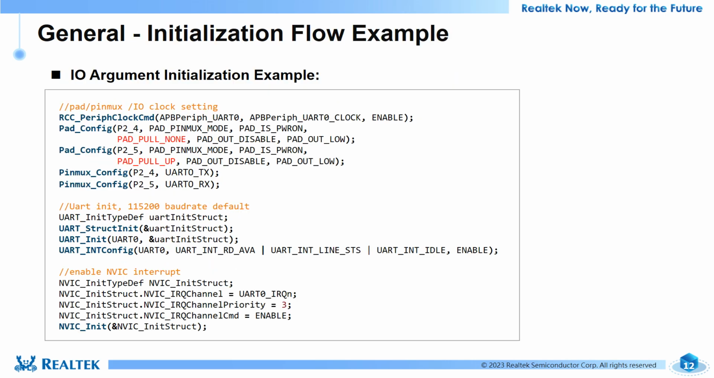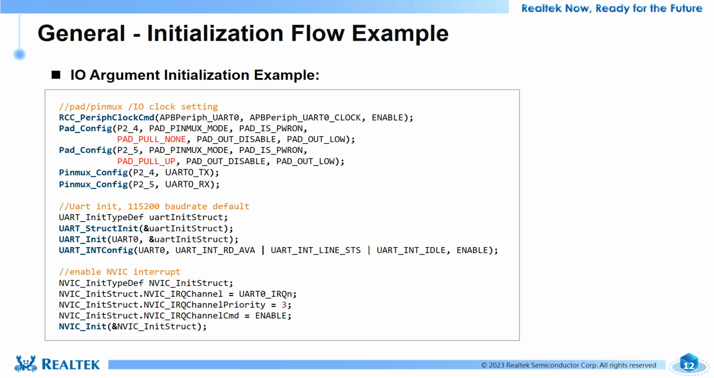The following takes UART0 initialization as an example to introduce the specific process of peripheral initialization. First, call the RCC perif clock CMD function to turn on the clock of UART0. Second, call the PINmux config function to configure P24 and P25 as UART0 TX and UART0 RX. Third, call the PAD config function to configure the pin's working mode, input and output status.